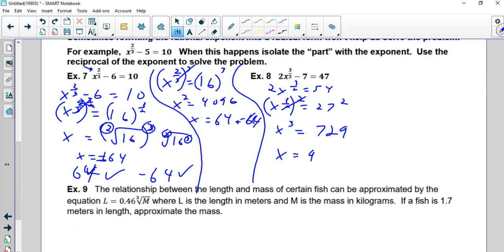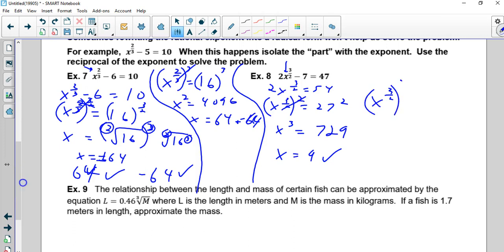Negative 9 is not an option, because negative 9 times negative 9 times negative 9 would be negative 729. So 9 is our only option. And we plug that back in right there, and we take the square root of 9, 3, and cube it, which is 27, times 2 is 54, minus 7, it checks out. Or we could take 9 and cube it, 729, take the square root, 27, minus 7, and get 47. It works out.